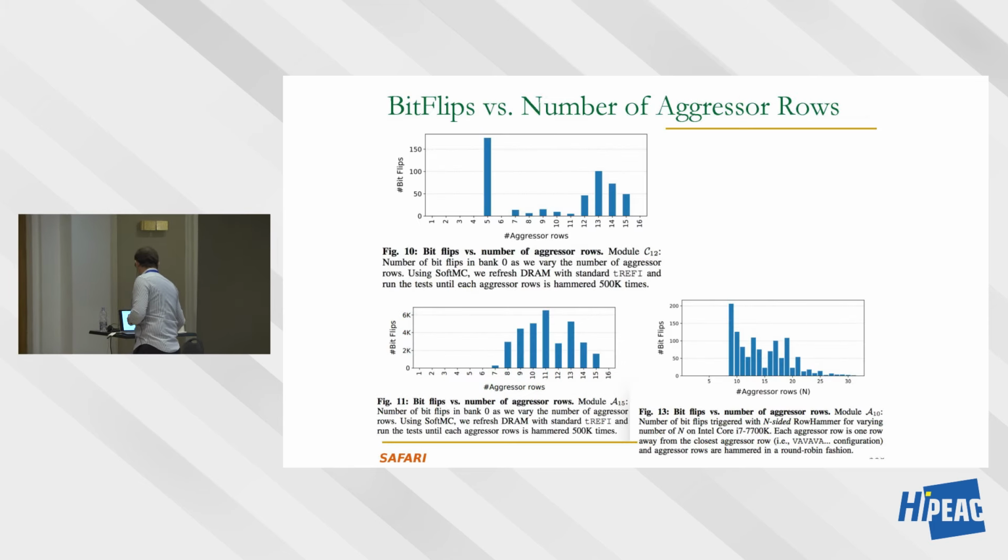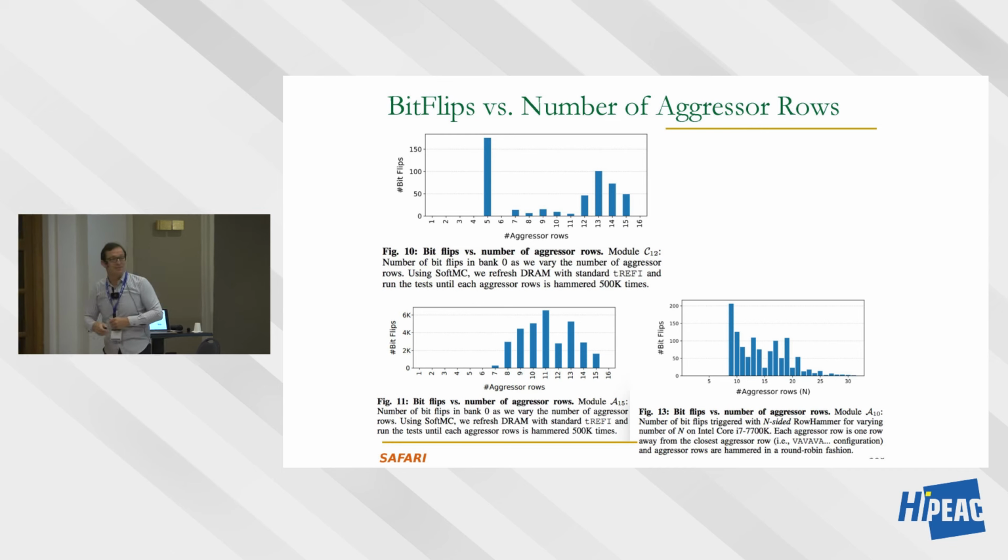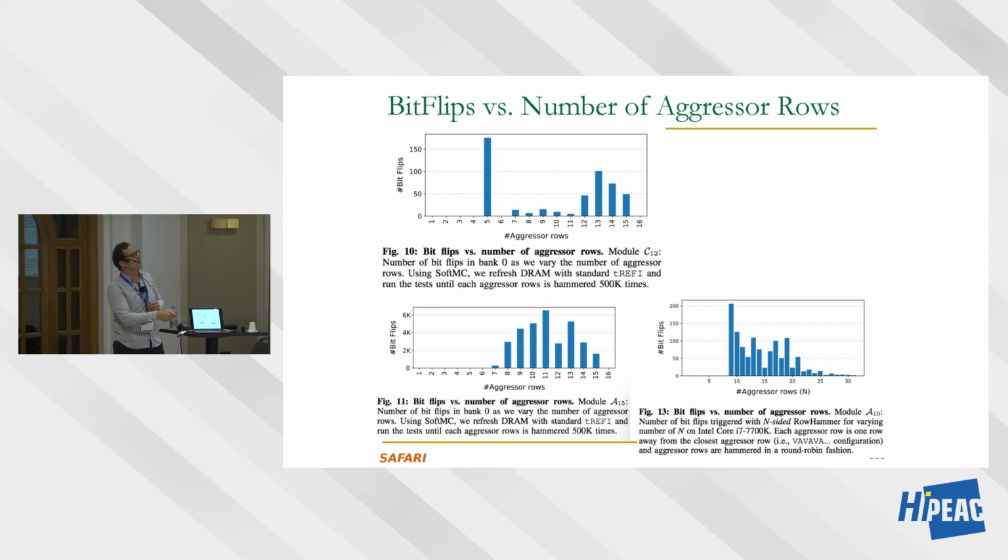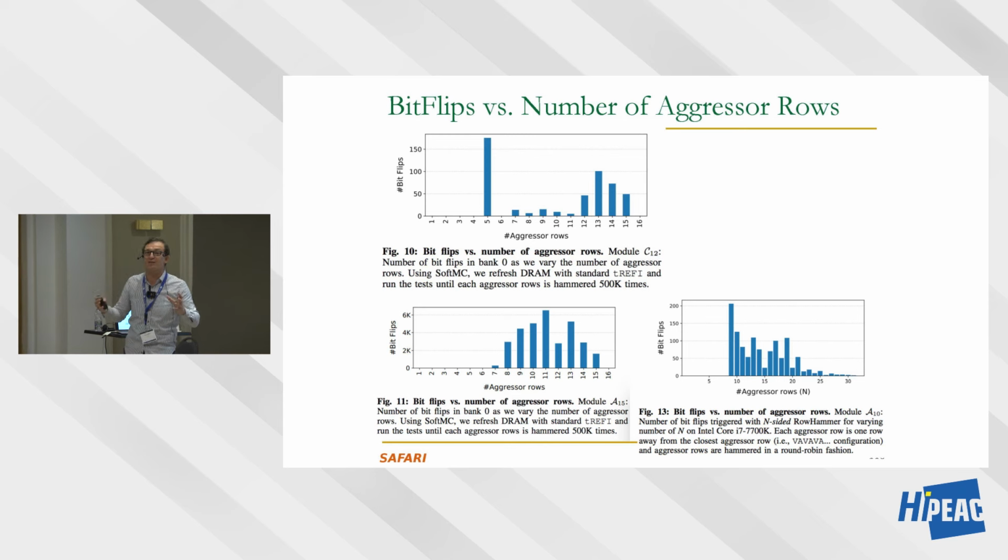Okay. And you can see that these are real results from real chips. In some chips from one of the manufacturers, you need to hammer 5 rows to get a bit flip. In some other chips, you need to hammer 7 rows. Here, you need to hammer 9 rows, for example. So it's really dependent on the chip and the manufacturer and how well you can reverse engineer things. But it is possible to do it.